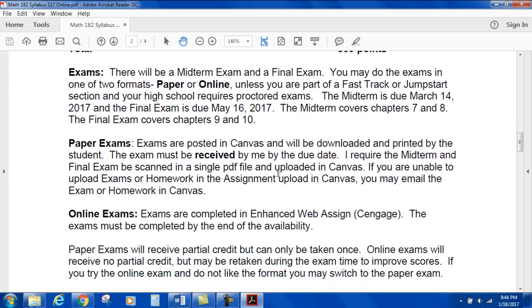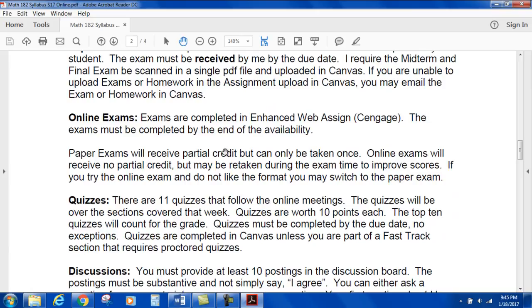Paper exams. Exams are posted in Canvas and will be downloaded and printed by the student. The exam must be received by me by the due date. I require the midterm and final be scanned in a single PDF file and uploaded in Canvas. If you're unable to upload the exams or homework in the assignment upload in Canvas, you may email them to me in Canvas.